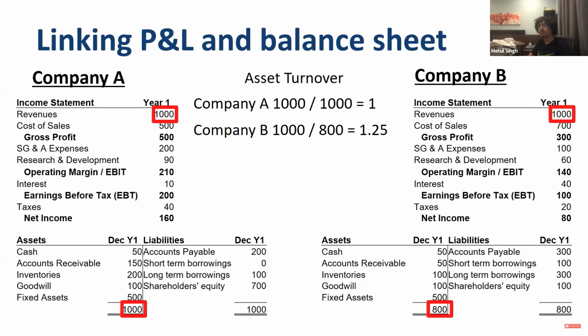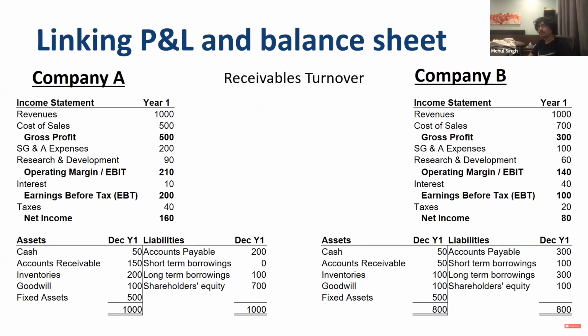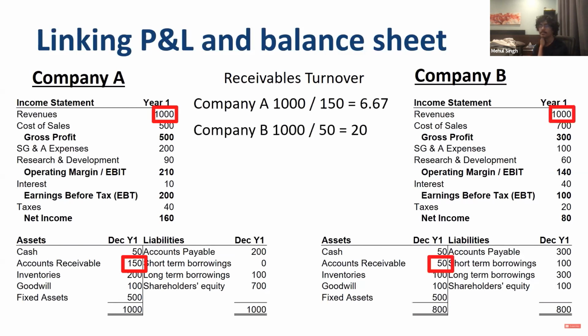The first one is receivables turnover, the number of times per year that the business collects its average accounts receivable, the ratio between revenue in the income statement and accounts receivable on the balance sheet. 6.67 for company A, 20 for company B.